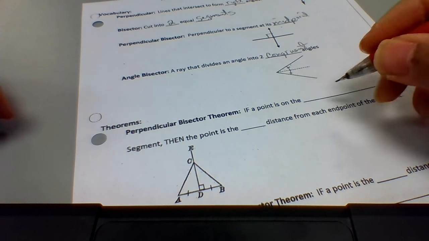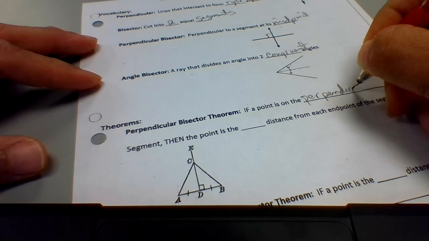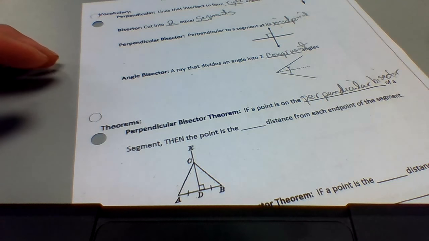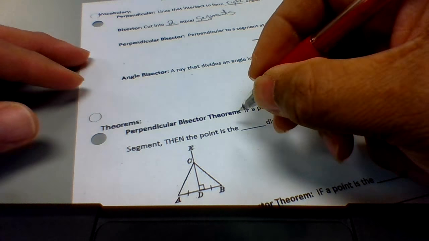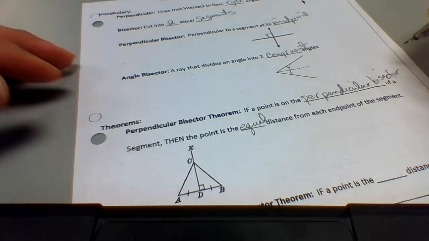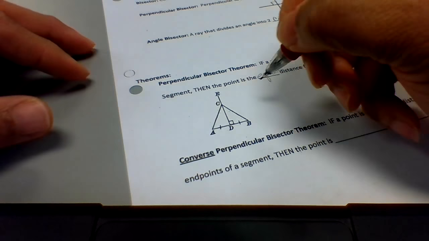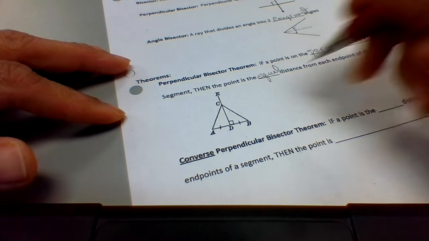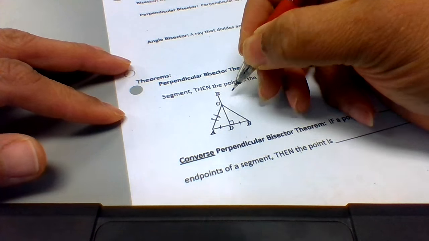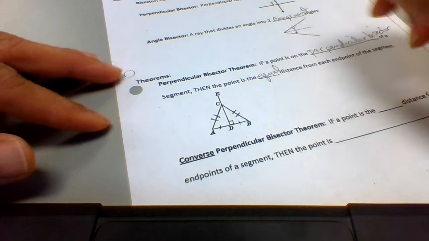Perpendicular bisector theorem. If a point is on the perpendicular bisector of a segment, then the point is the equal distance from the endpoints of the segment. So in this problem, if this is equal to this, then AC is going to be congruent to BC. These two line segments will be equal, from the same distance.